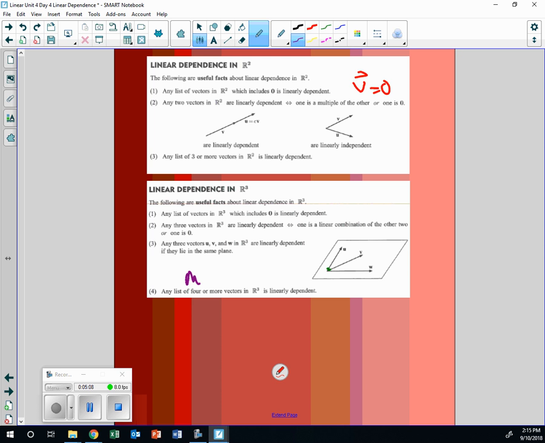Just remember multiples. What you're trying to do is get a multiple of a vector using another vector. Boom, it's going to be dependent. For 4 or more, it's 1 dimension higher. It's R^n. If you have n plus 1 vectors, it's going to be what? Dependent, yeah.